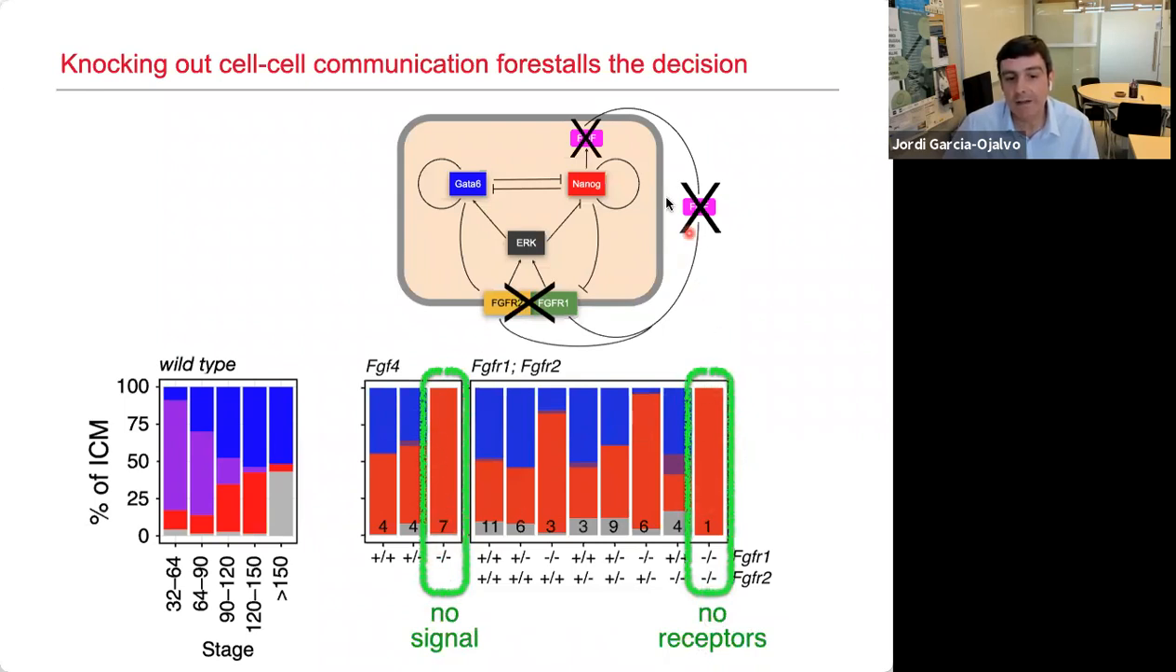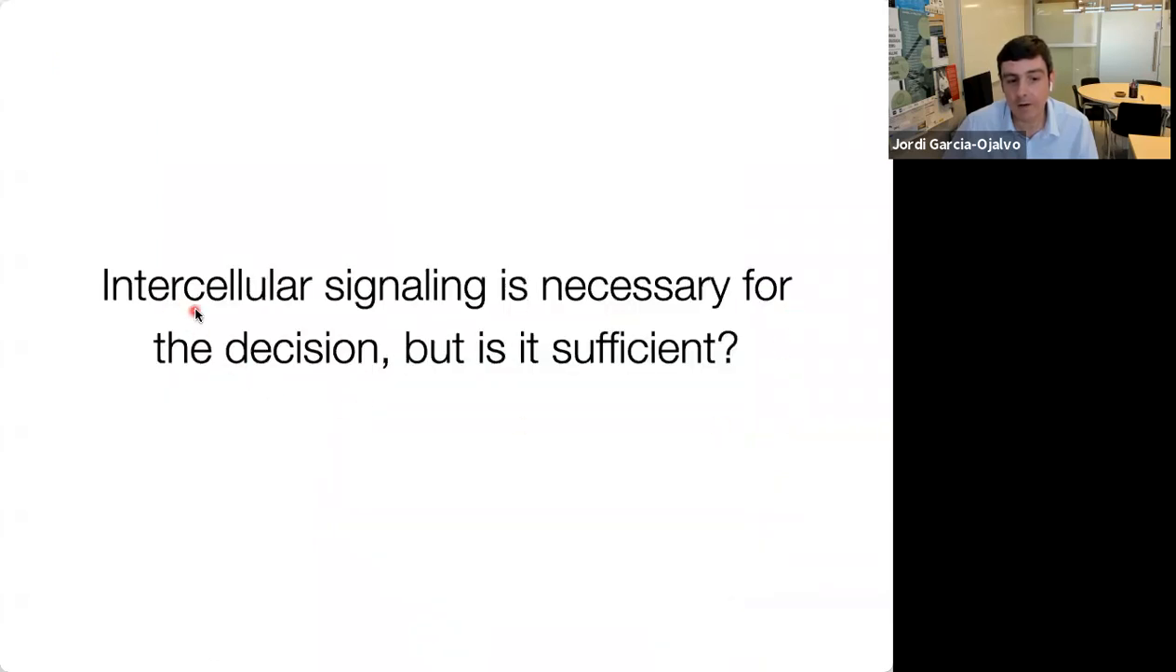So this means that FGF signaling is necessary. I hope you agree with me. The FGF signal is necessary for the decision to take place, okay? So intercellular signaling, cell to cell, is necessary for the decision. But now let me ask the following: is it sufficient? Or is it not sufficient? Do we need something else, okay?